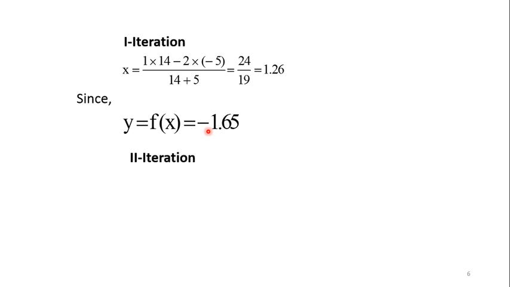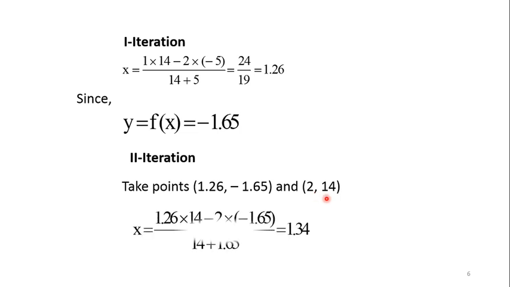Therefore you repeat this a second time with the above method. Take the points 1.26 and minus 1.65, which is the corresponding value of y, and you already have the value 2.14. And then again you find the value of x by using the regula falsi method formula. So this answer is 1.34.